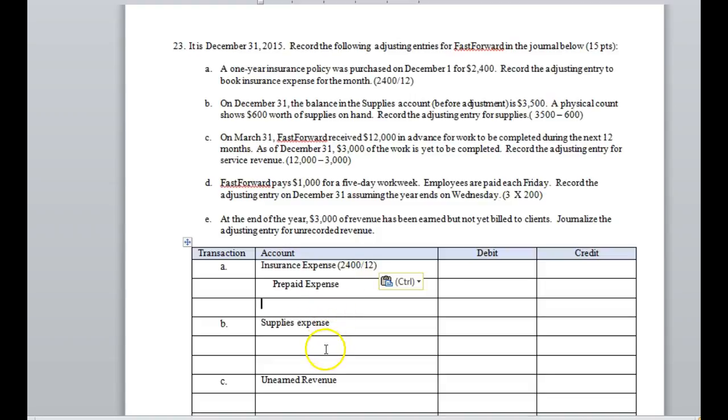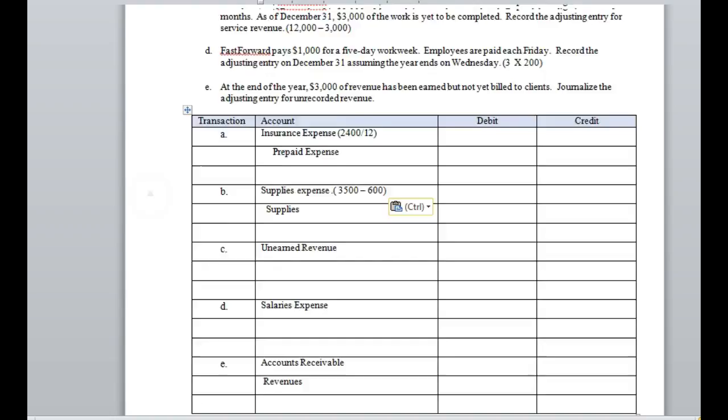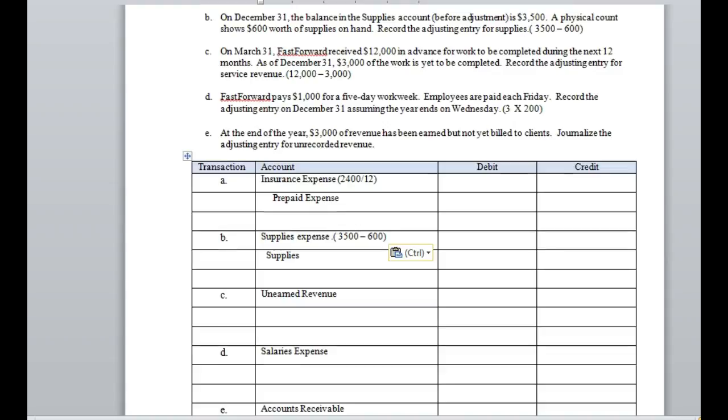Supplies expense that you've used, you have 600 in-house now. You had 3,500. How many did you use? Well, 3,500 minus 600 says you've used how many? That becomes your entry. Unearned revenue, you had 12,000 to begin with. You have 3,000 left. So how much unearned revenue became revenue?